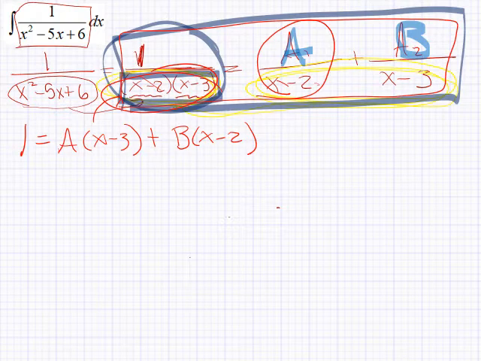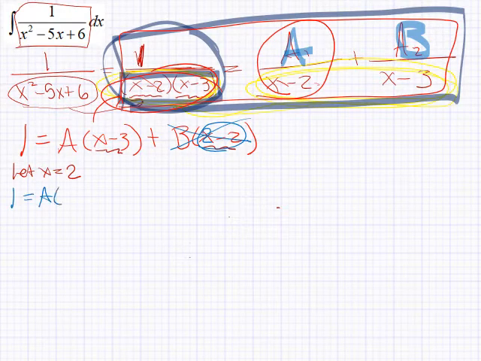Well, there's a simple little trick we can use when it comes to these linear denominator factors. And that is to let x equal a 0 of each one of these factors. So let's let x equal, say, 2. If x equals 2, then this becomes 0. And if that becomes 0, this whole thing drops off, giving me simply that 1 equals A times 2 minus 3. So 1 equals A times negative 1, so A equals negative 1.